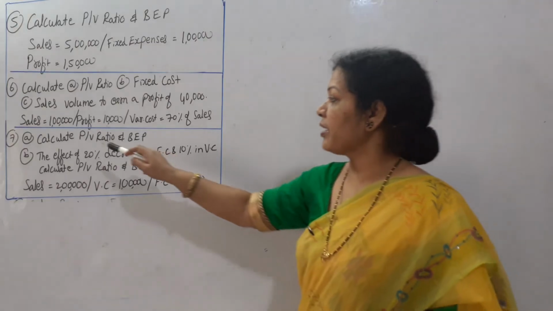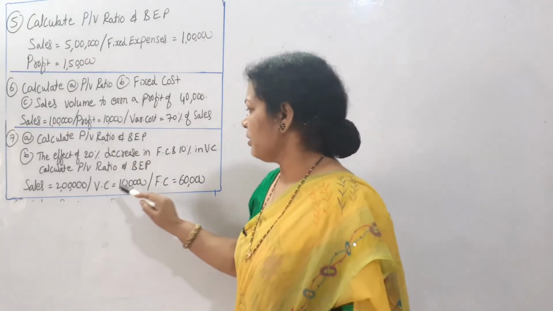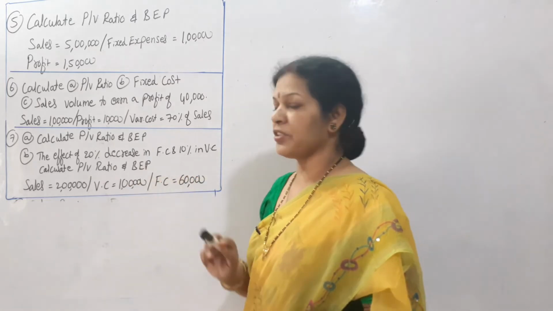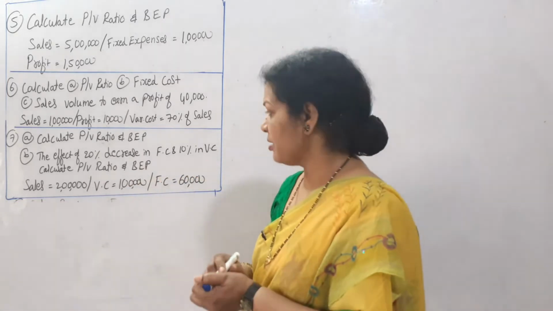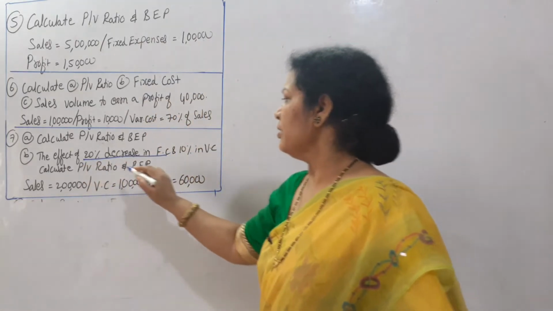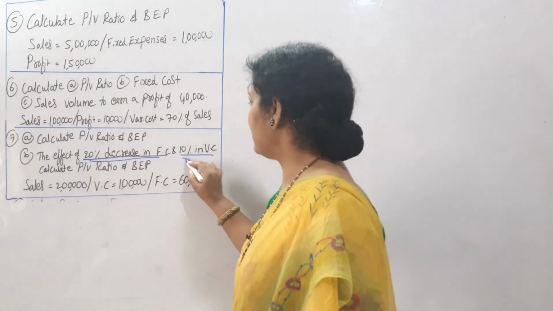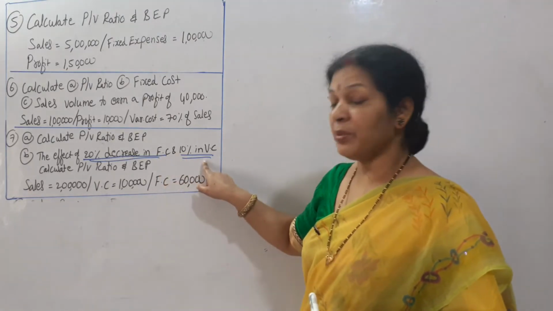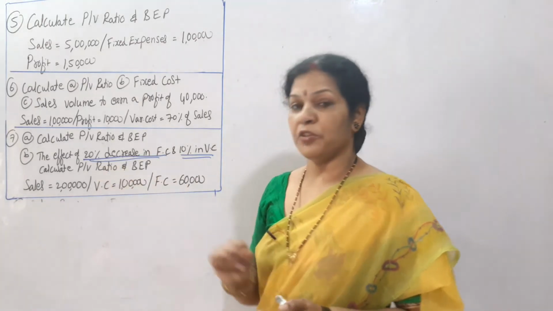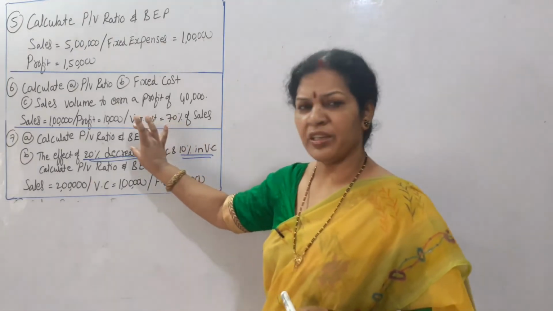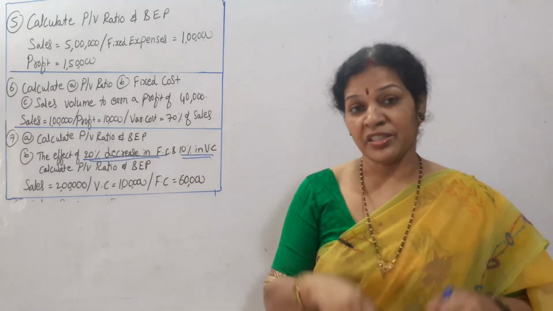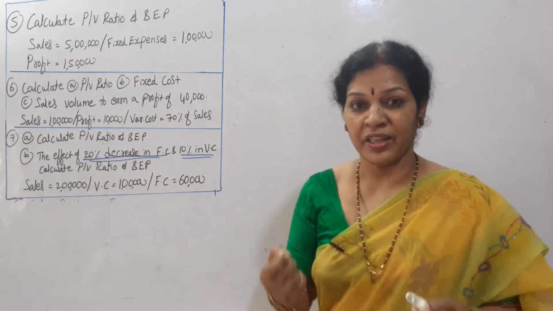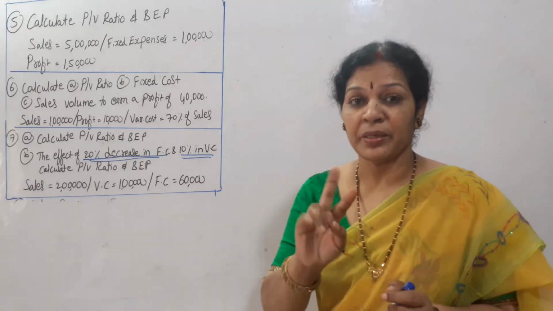The third problem, what they are asking, calculate PV ratio, BEP. Data is given, so easy to calculate. And next they are saying the effect of 20% decrease in fixed cost and 10% decrease in variable cost. If fixed cost is decreasing by 20% and variable cost is decreasing by 10%, what would be the PV ratio and BEP? First of all, we have to calculate PV ratio and BEP as usual. In the second bit, if fixed cost and variable cost are decreasing by 20% and 10%, then how do we calculate PV ratio and BEP? This is the second bit. Both the bits we have to do.